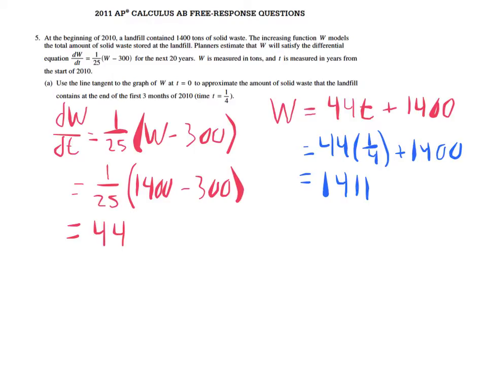It doesn't say justify or explain or anything like that, so we don't need to. Just recognize that if they ask us to use the tangent line, we want the equation of the tangent line, so we had to find the slope at that point and then use the one point that they gave us, which was (0, 1,400). And really the only trick is to recognize, oh, when I'm finding the slope, they gave me an equation in terms of W, not in terms of t, so just be careful of that. All right, on to part B.